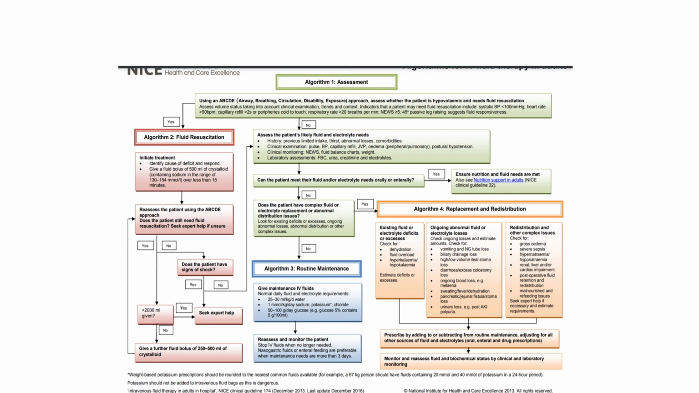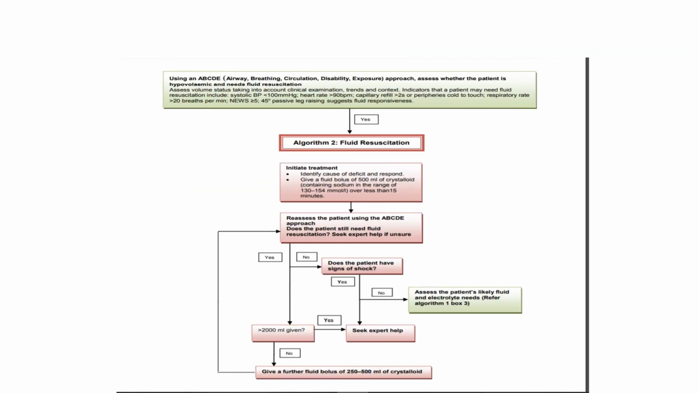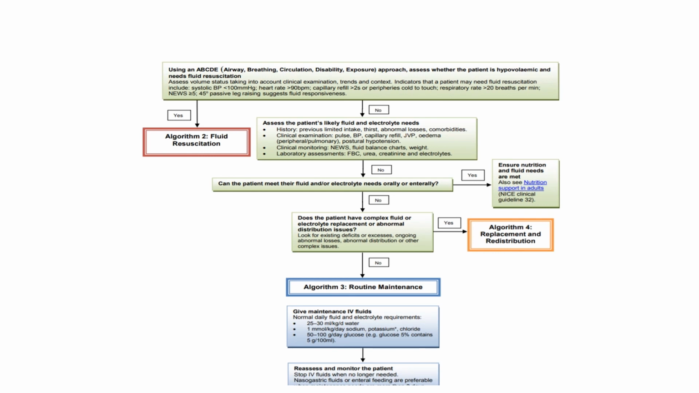Redistribution problems include gross edema, severe sepsis, hypernatremia or hyponatremia, renal, liver or cardiac impairment, post-op fluid retention and redistribution, and malnourishment and refeeding issues. So after assessment of all these things, you can prescribe by adding or subtracting from the routine maintenance and adjust for all other sources of fluid and electrolytes. And again, monitor and reassess the fluid and biochemical status at timely intervals. So this was the algorithmic approach. This is the same algorithm as before.